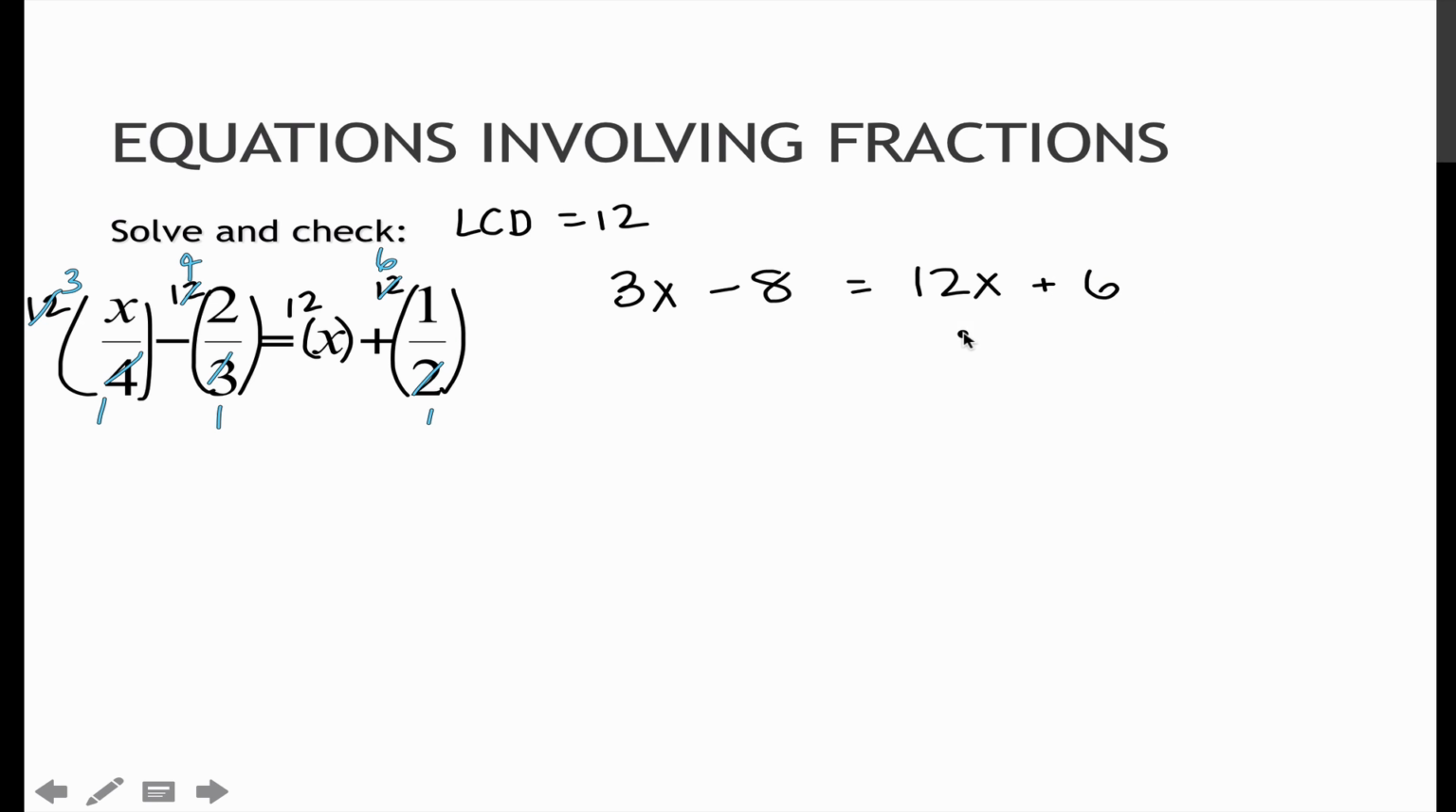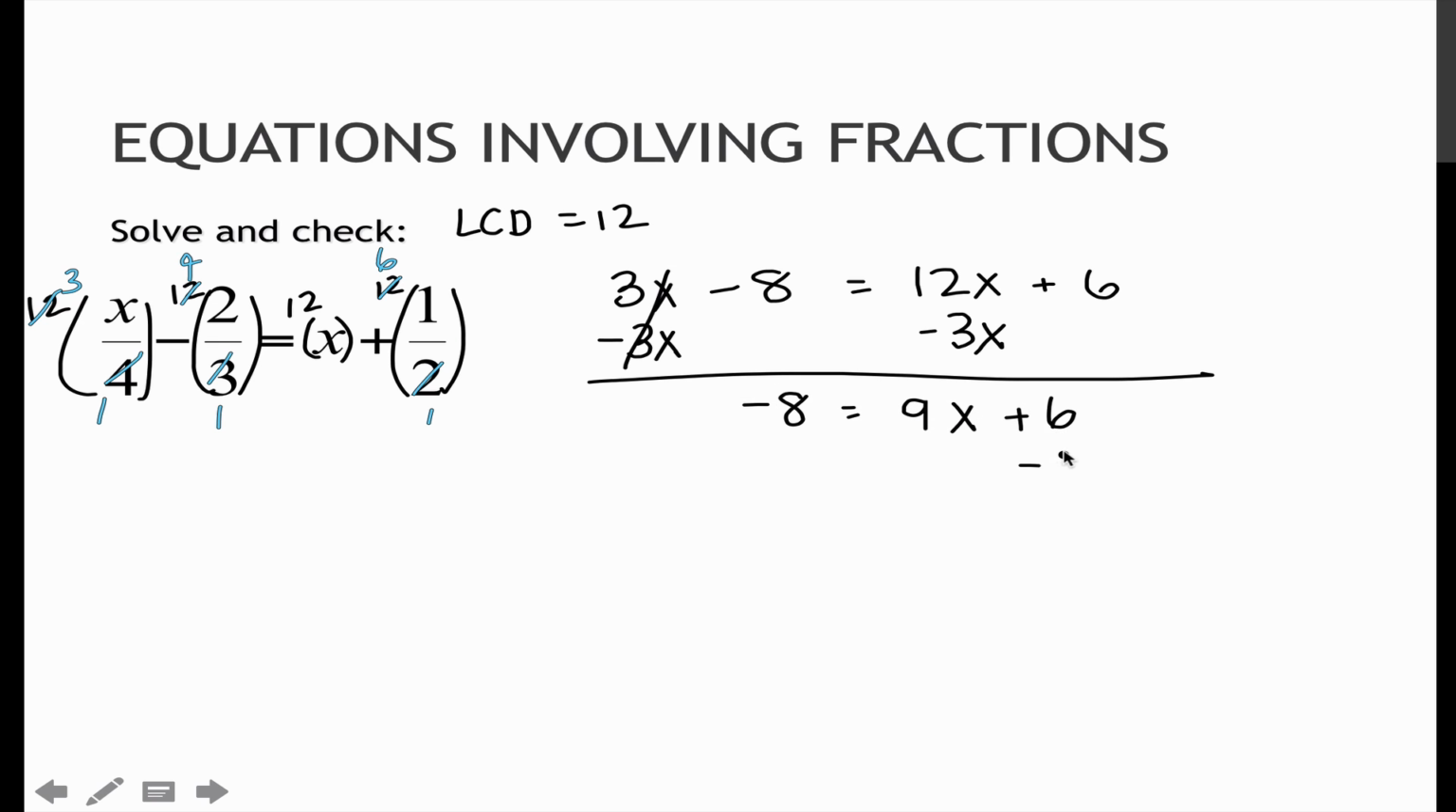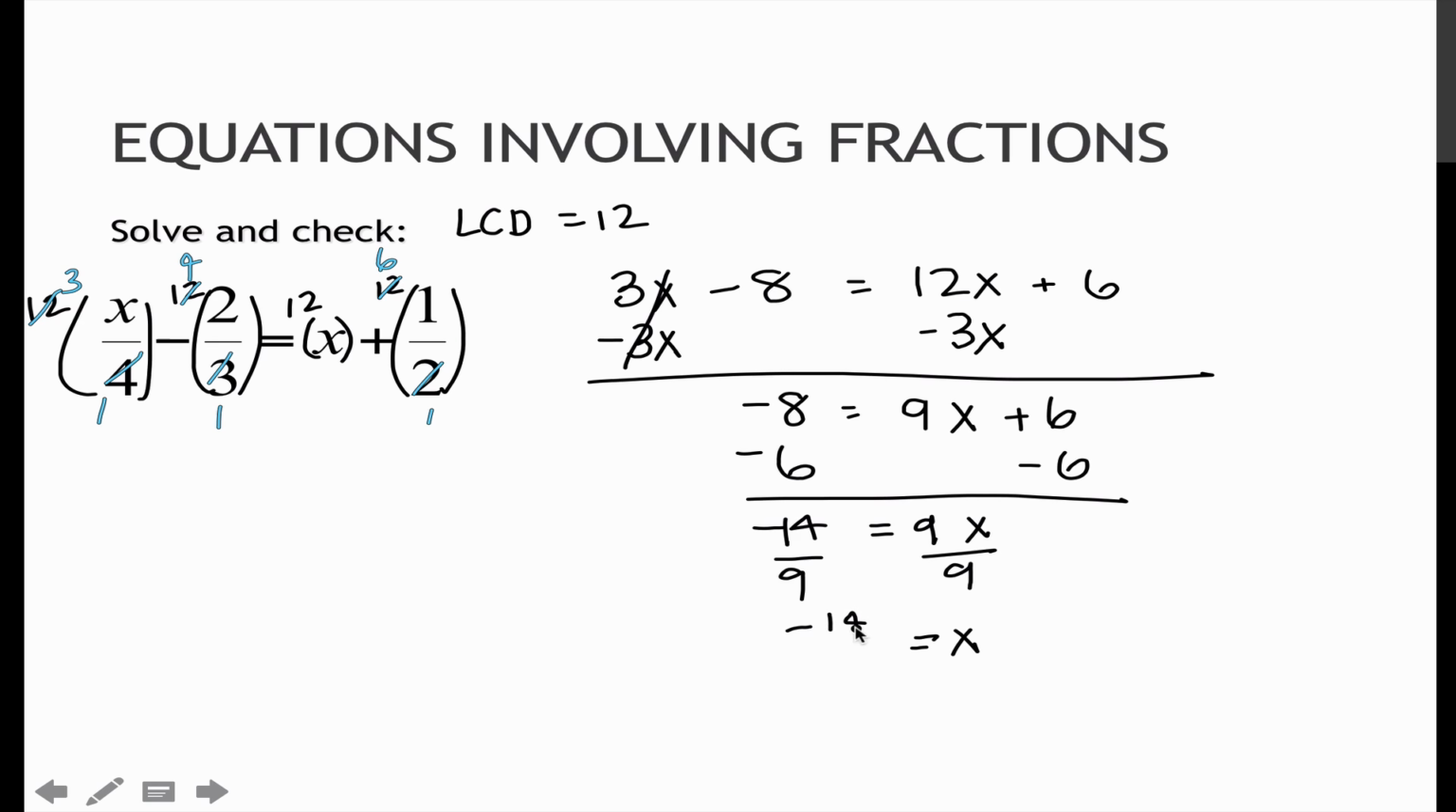So now I'm going to do some simplification. I'm going to get all of my x's to one side. I'm going to choose to get the x's to the right so that I can deal with positive x's instead. And then of course I would have to subtract 6 to get negative 14 equals 9x. And dividing by 9 doesn't really do me any favors because I still end up with an ugly fraction. So that is my answer, is negative 14/9. Just leave it like that. There's no reason to turn it into an improper fraction, and certainly don't turn it into a decimal.